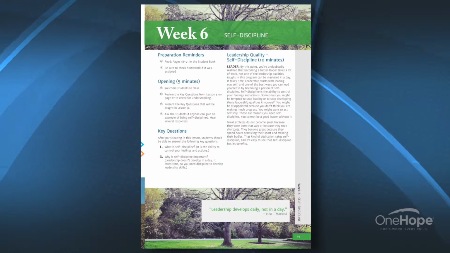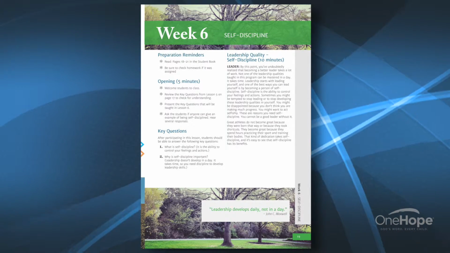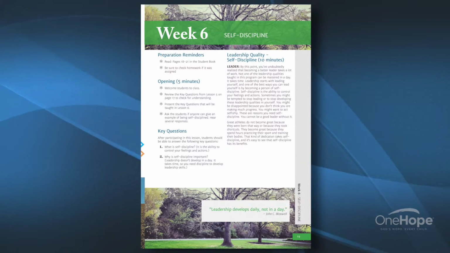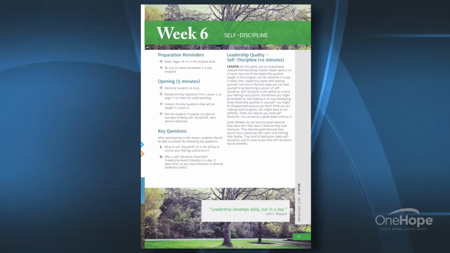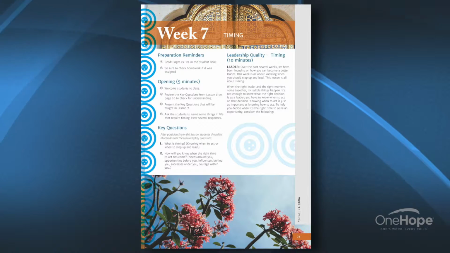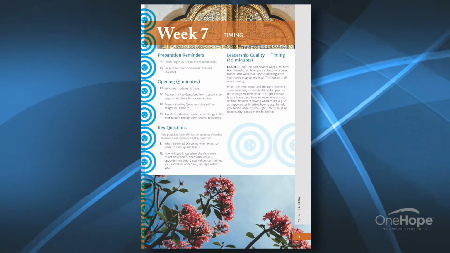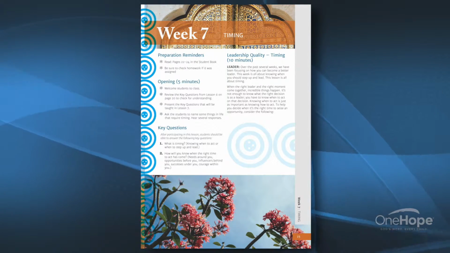And in lesson 6, we'll look at self-discipline. Self-discipline is the ability to control your actions or feelings. Leadership develops daily, not in a day. It's a process, not an event. In lesson 7, we'll look at timing. Timing is about knowing when to act. The right action at the right time results in success.